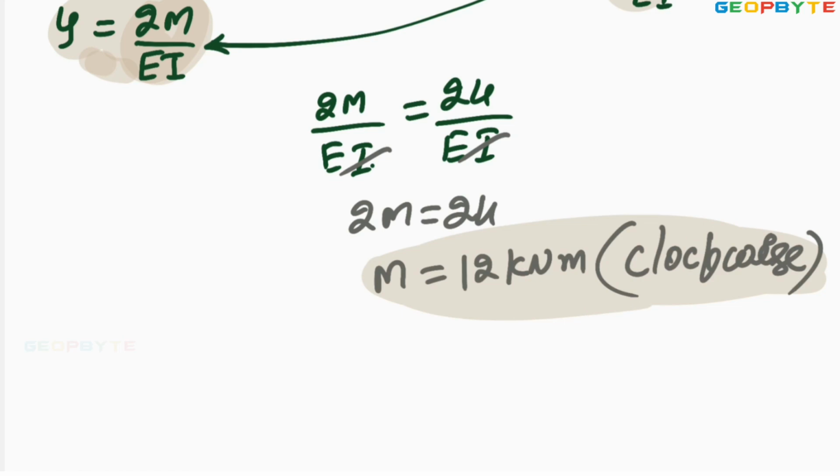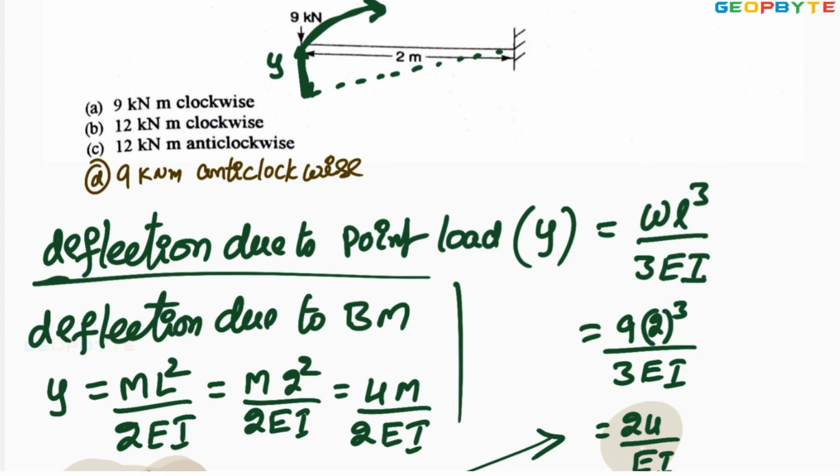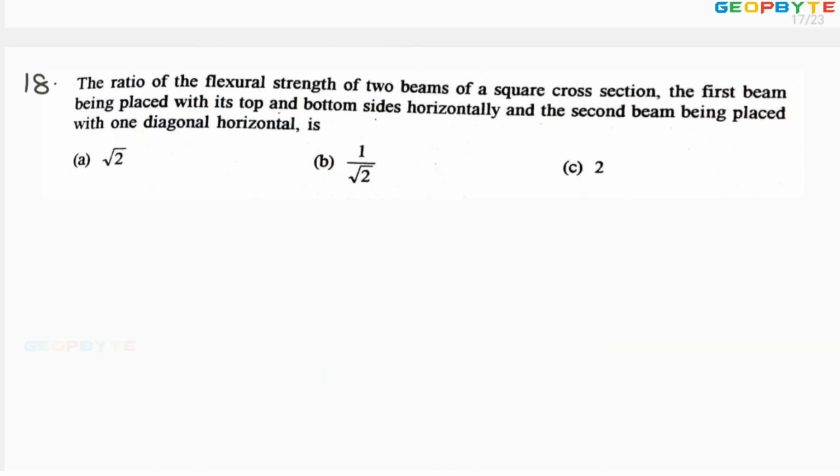That's the answer. Definitely clockwise moment is required. How much is it required? 12 kilonewton meter. Now look at the options. Option B, 12 kilonewton meter clockwise. Therefore option B is absolutely correct. I hope you understood. Let us go for another problem. Look at the next problem. This is a very important problem.